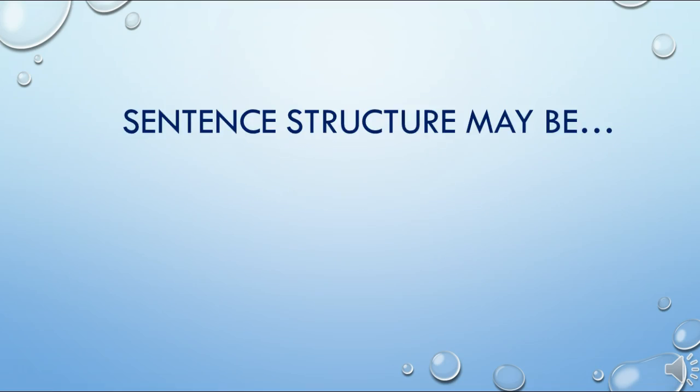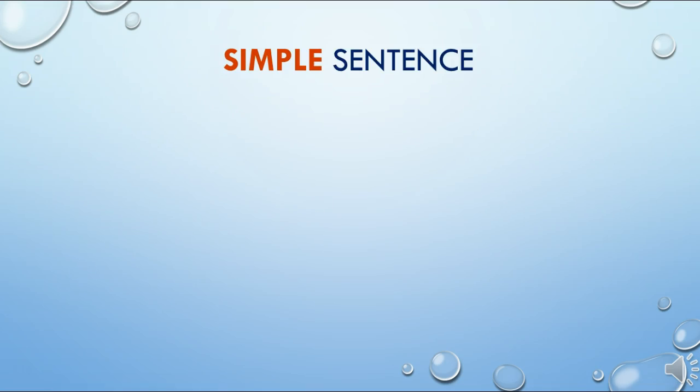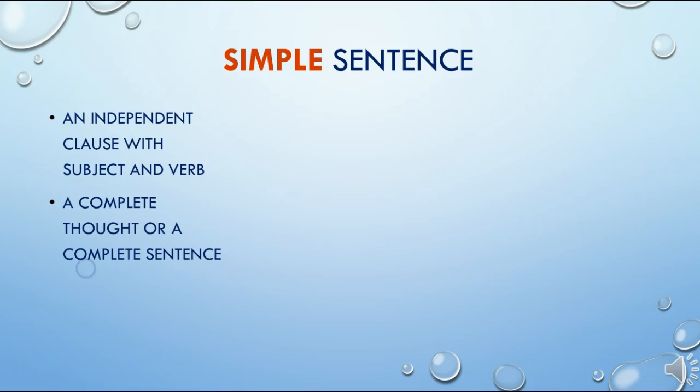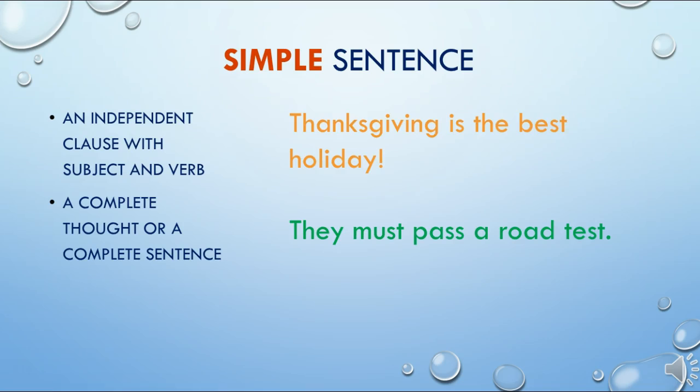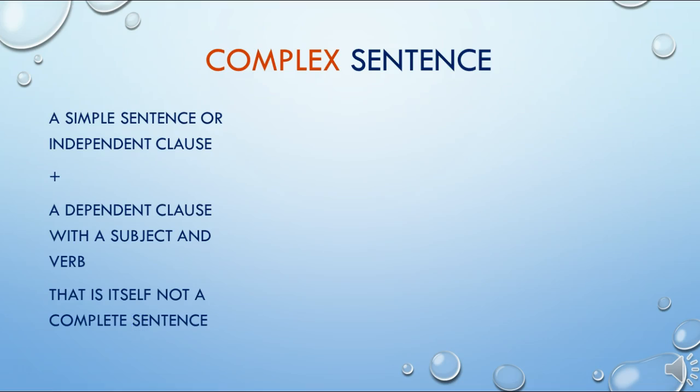As a refresher, your sentence structure could be simple, complex, or compound. A simple sentence is essentially an independent clause with a subject and a verb, or subjects and verbs, and it's a complete thought or a complete sentence. For example, Thanksgiving is the best holiday, or they must pass a road test. There's one idea in each of these sentences. It's a simple sentence.